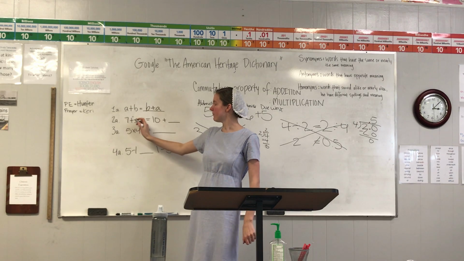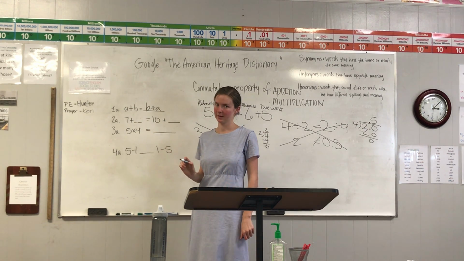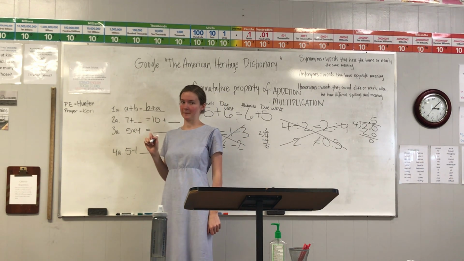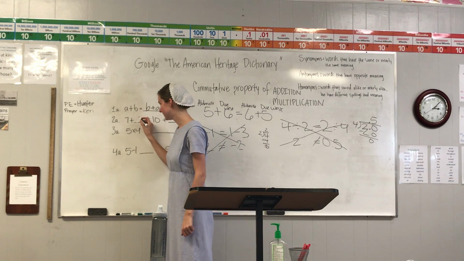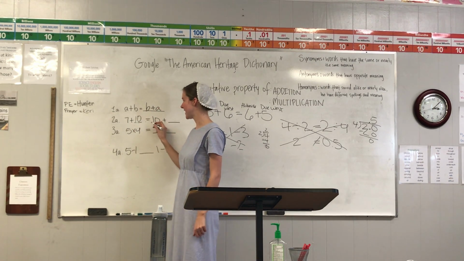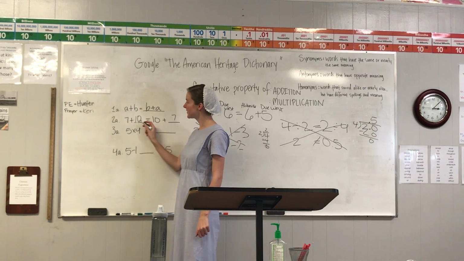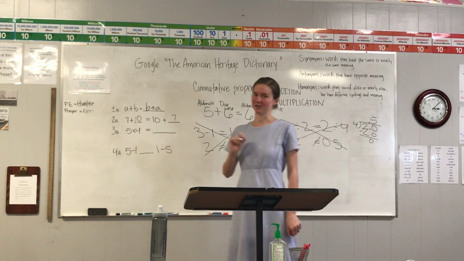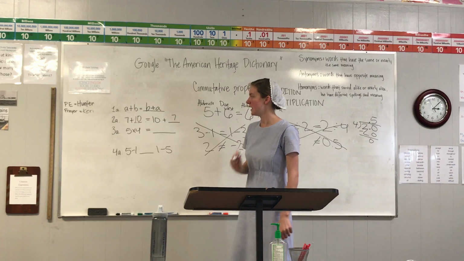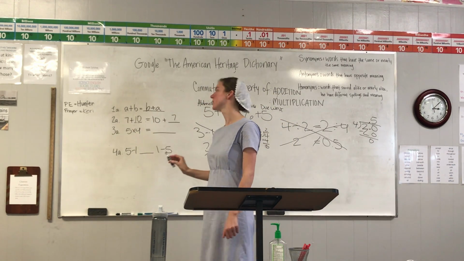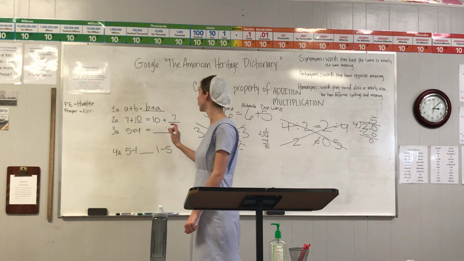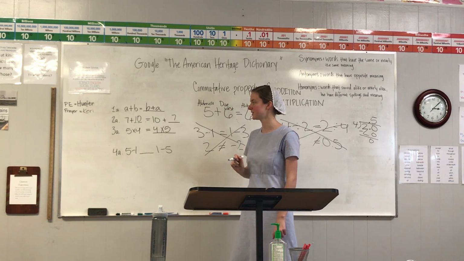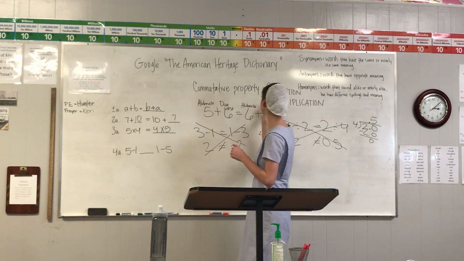Let's go to 2a. 7 plus blank equals 10 plus blank. And you're like, well, what do I put in there? See how they give us two numbers. 7 plus 10 equals 10 plus 7. See how we switched communities? Instead of 7 coming first, 10 came first, but they still equal each other. So this would be the commutative property of addition. Let's go to 3a. 5 times 4 equals what? 4 times 5. Switch the communities. 4 must come first. And that follows the commutative property of multiplication.